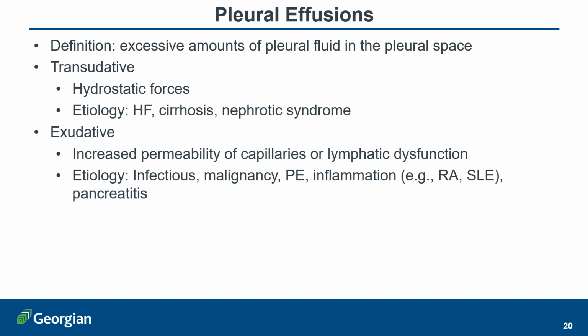The lymphatic system in the lungs drains the excess fluid from the pleural cavity. The etiology could be an infectious cause, malignancy, pulmonary embolism, or generalized inflammation, for example, due to autoimmune disorders such as rheumatoid arthritis and systemic lupus erythematosus. So anything that causes serious inflammation in the body can ultimately result in exudative pleural effusion.